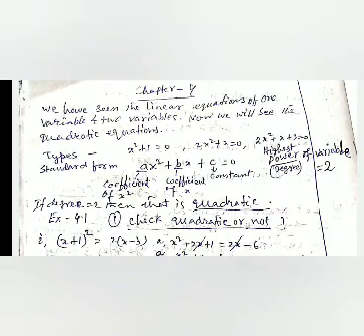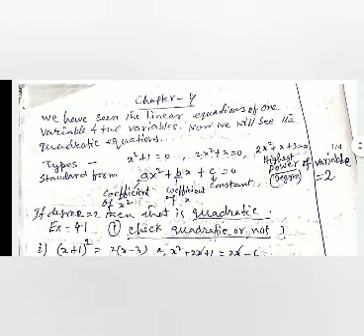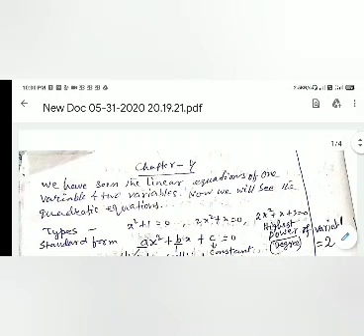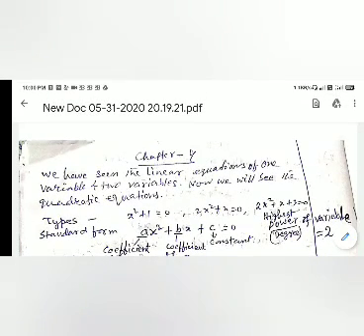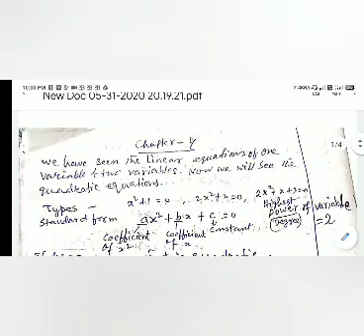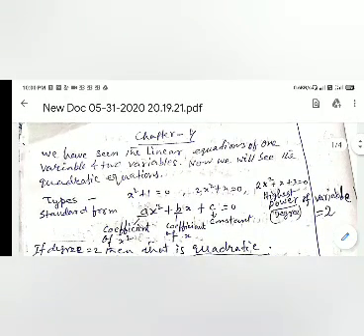Today we are going to learn chapter 4 about the quadratic equation. What is quadratic? Quadratic means the degree of the variable will be 2. That means if a polynomial has a variable and its degree is 2, then it's called a quadratic equation, right?